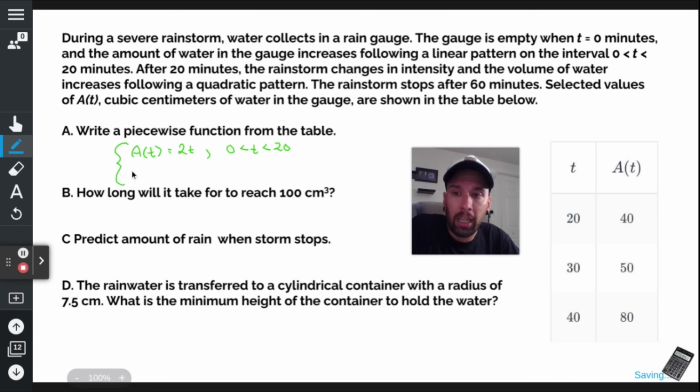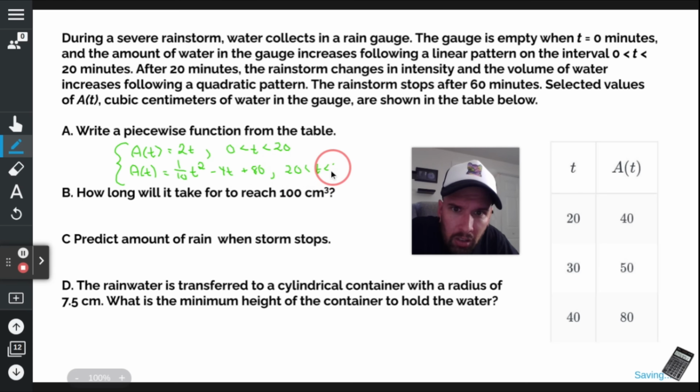Okay, the second part was quadratic. A of t, okay, our calculator said something to the effect of 1/10 x squared, so I'll make it t squared, minus 4x, so I'll make it 4t, plus 80, and that is from 20 all the way up until 60. And you know what? I can throw an "or equal to" there. It doesn't really matter where it begins. You're allowed to do that.